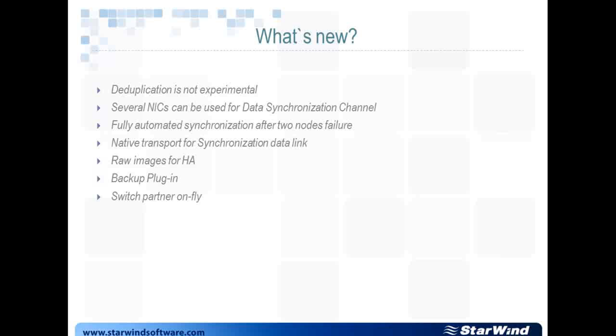Also, since version 5.8, your HA targets will synchronize automatically, even if both nodes are turned off simultaneously. And you also have the ability to use raw images to create HA. Moreover, you can change the partner on the fly. Also, we have our own transport technology for synchronization between nodes. And of course, we have a backup plugin for Hyper-V machines.